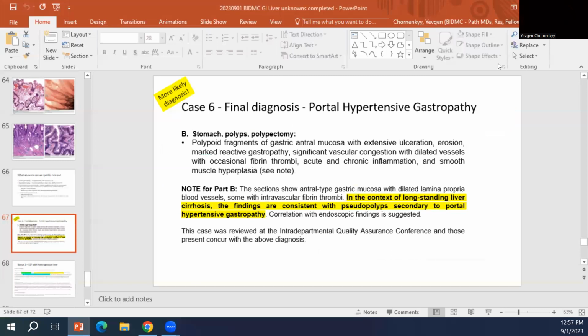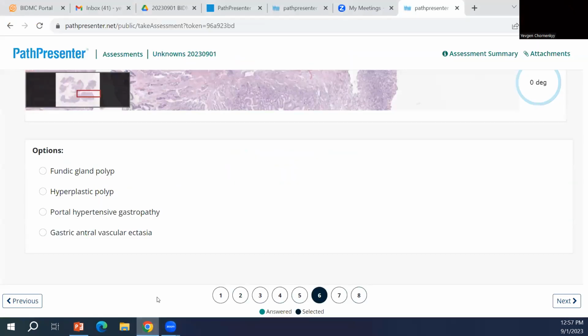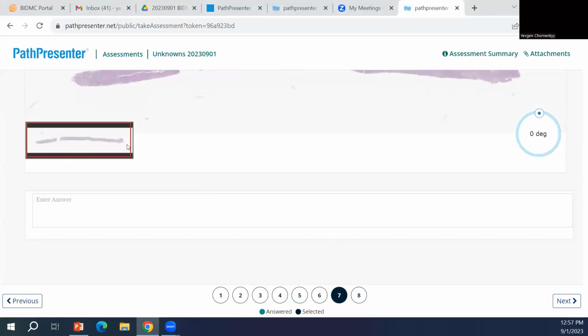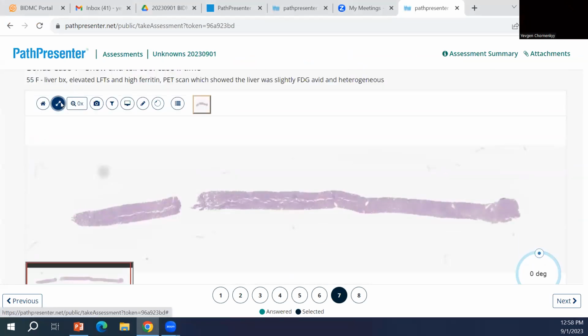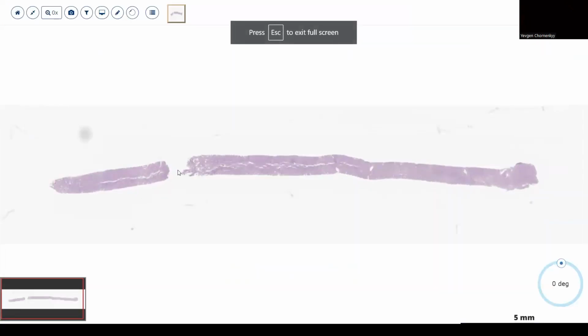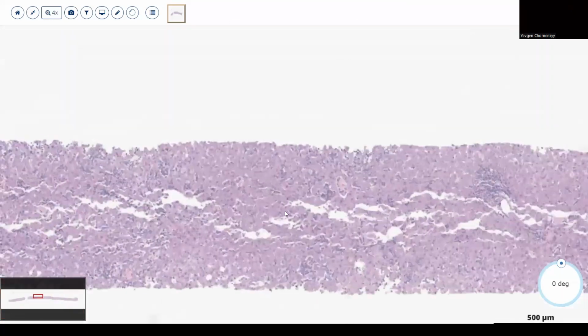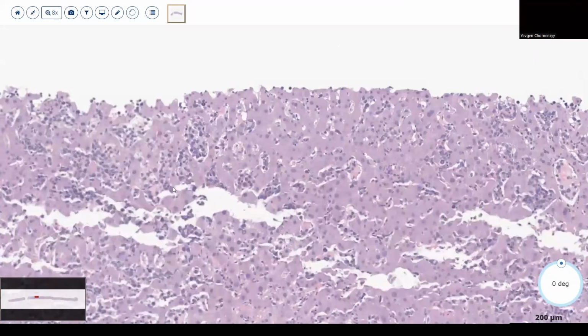Okay, we got two cases left. I'll go through these quickly, but they're really cool. So okay, this is a patient, not that much history, not feeling well, heterogeneous PET scan of the liver. Okay, what do you guys see?